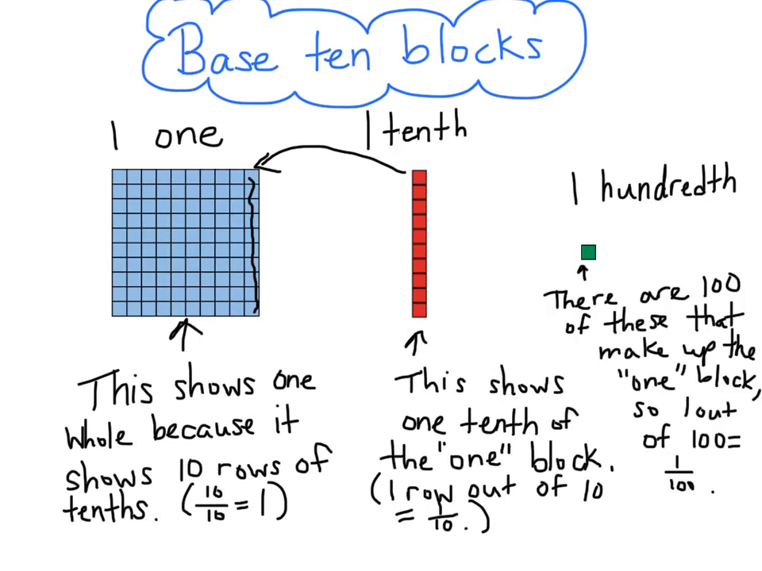And finally, that brings us to the tiny square, which is representing 1/100th. And there are 100 of these that make up this ones block over here. So again, we kind of look through here at each individual little square, and there are 100 of those. And so 1 out of 100 is equal to 1/100th.